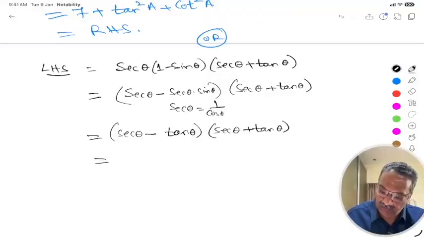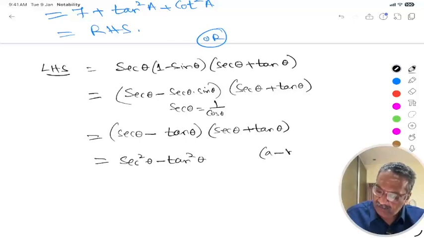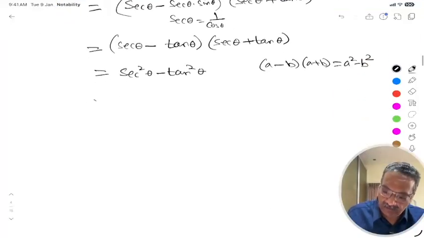So we have got secant theta minus tan theta multiplied by secant theta plus tan theta. So this will be secant square theta minus tan square theta, since a minus b into a plus b is equal to a square minus b square. Alright, so this is nothing but 1, which is RHS.